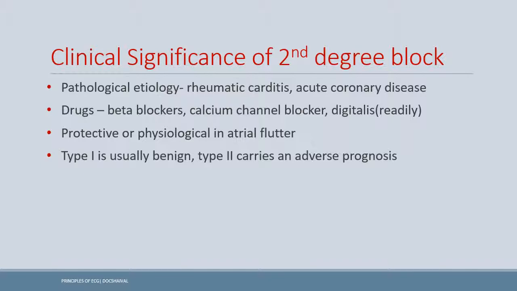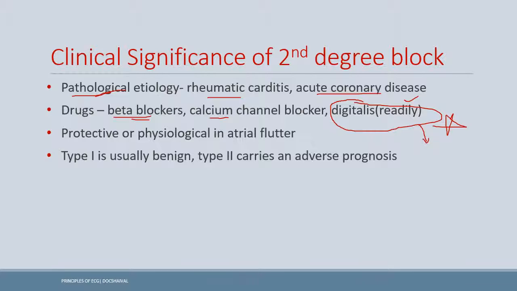Usually the second degree AV block, Mobitz type 2 specifically, has pathological etiologies, that is rheumatic carditis or acute coronary syndrome. Then drugs, obviously beta blockers and calcium channel blockers like verapamil and diltiazem will have an AV block effect. And yes, digitalis, very important. Digitalis readily causes second degree or first degree AV block with digitalis toxicity. And a question can be asked whether third degree AV block is caused by digitalis. Rarely. Digitalis usually causes second degree or first degree block.